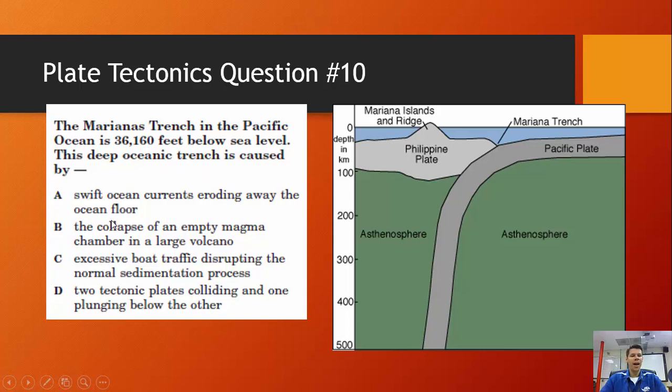Alright, and what's it caused by? Let's look here. The answer is D. Two tectonic plates colliding and one plunging below the other. That's what creates a trench.